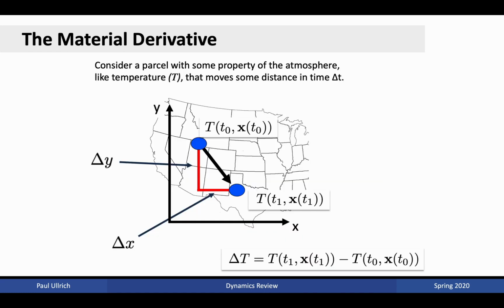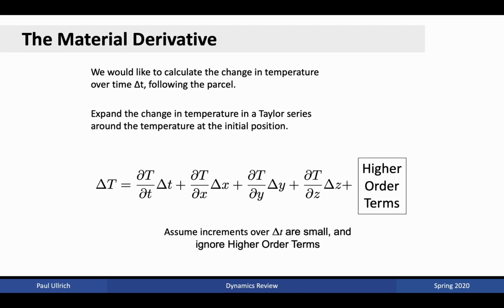All right, in order to understand how these two frames are equated, let's consider a parcel that has some property of the atmosphere, such as temperature, that moves some distance in some time delta t. We're going to consider the initial time to be t naught and the final time to be t sub 1. Over the time period, it has moved a distance delta x and a distance delta y in the zonal and meridional direction. The difference in temperature between these two locations is denoted by delta capital T. So we would like to calculate the change in temperature over this time delta t following the parcel.